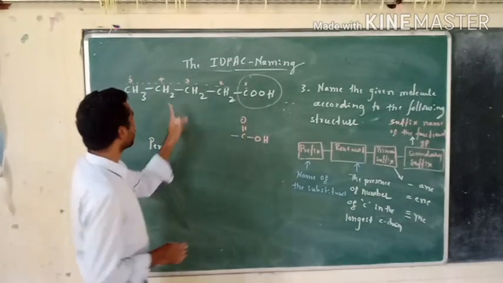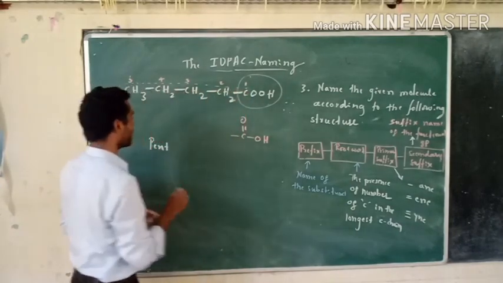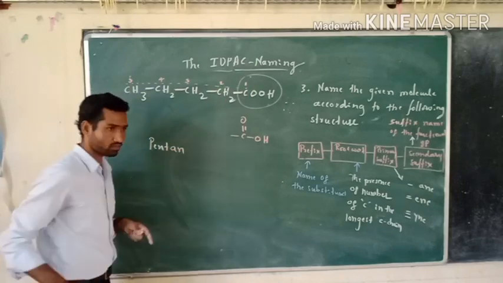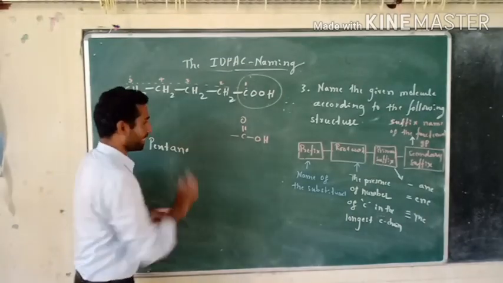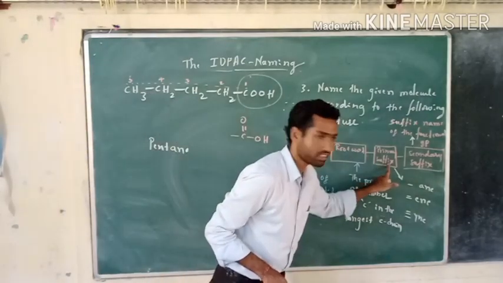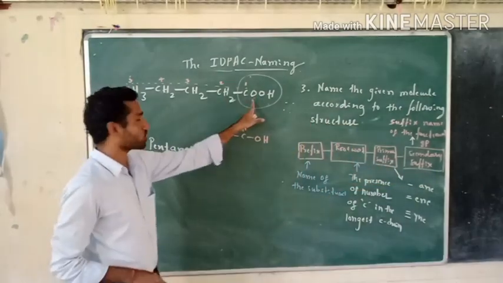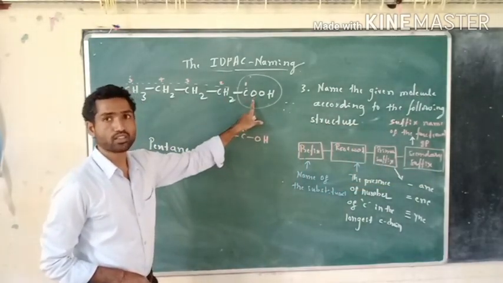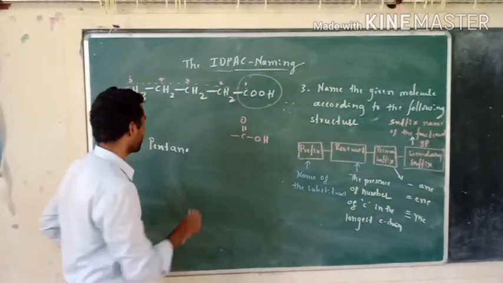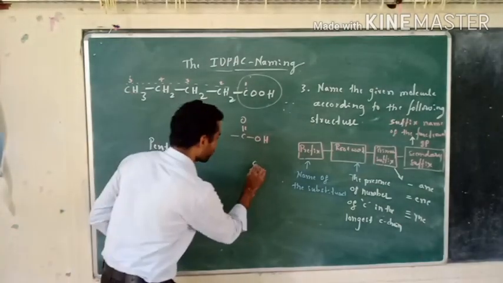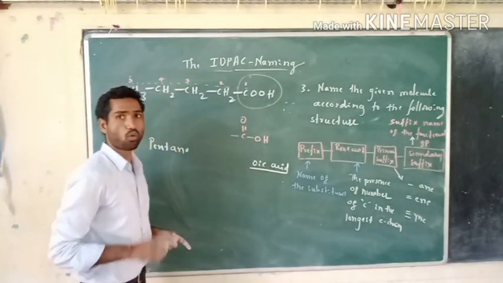So therefore only carbon to carbon single bonds: this is a single bond, this is a single bond, this is a single bond, this is a single bond. Therefore I have to write the "ane" primary suffix. Then I have to write the secondary suffix, because this molecule has a functional group, the carboxylic acid functional group. The secondary suffix name for this functional group is "oic acid". I have to write oic acid.